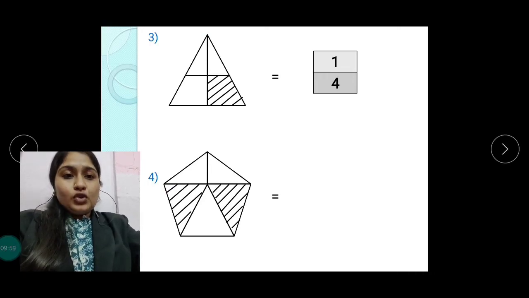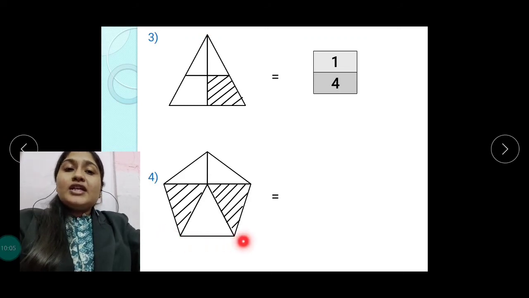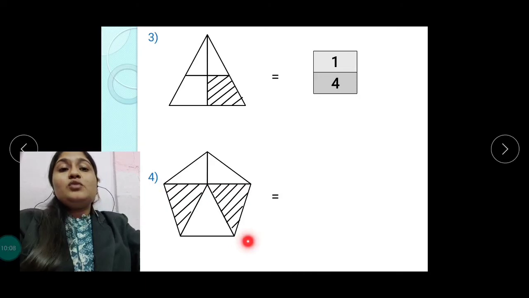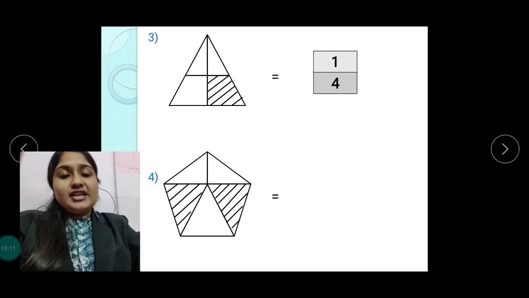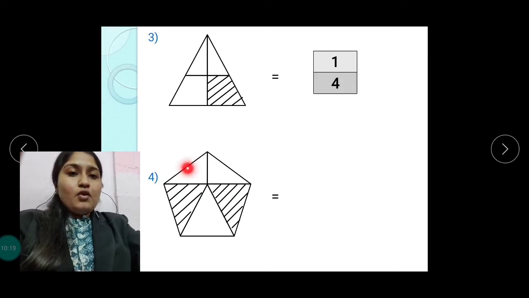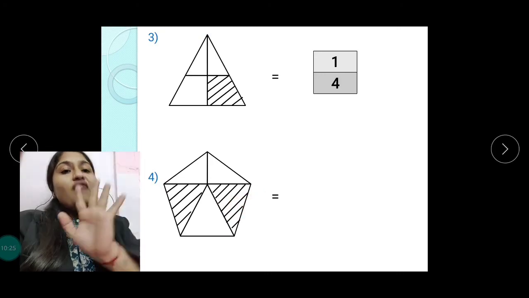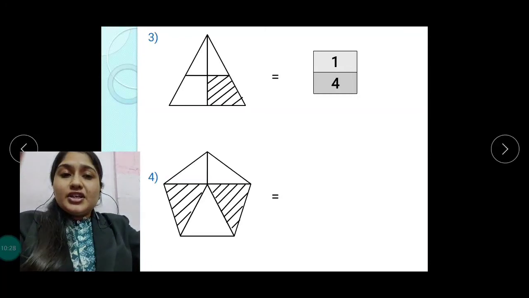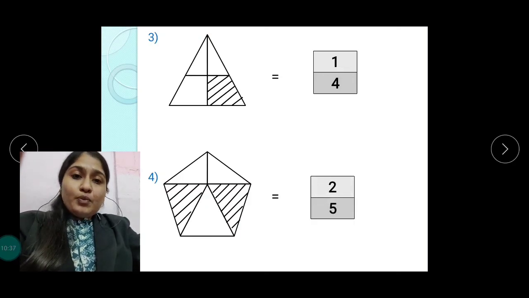So this is the fourth one. Yes students, this shape is new for you. This is known as pentagon, right? Why? Because it has 5 sides. Okay, so that's why it is called pentagon. Now this pentagon is divided into 5 equal parts. Okay, see, 1, 2, 3, 4 and 5, right? So 5 parts are total. And how many parts are shaded? See, this 1 and this 2. Okay, so our answer will be yes 2/5.